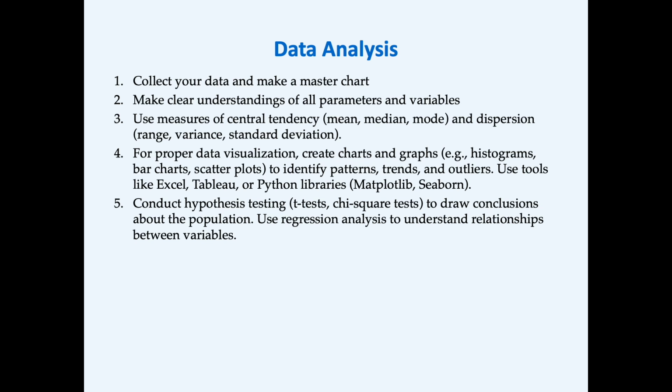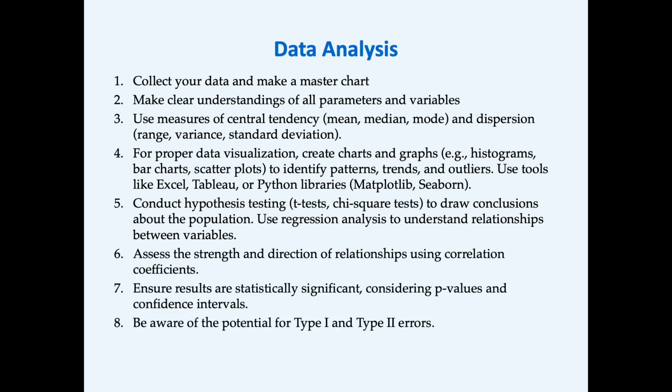Conducting hypothesis testing, that is t-test and chi-square test, is very important. We can do correlation coefficients to understand the direction and strength of the relationships of variables. To ensure results are statistically significant, we have to measure the p-value with confidence intervals. Here, we have to be aware of the potential for type 1 and type 2 error.